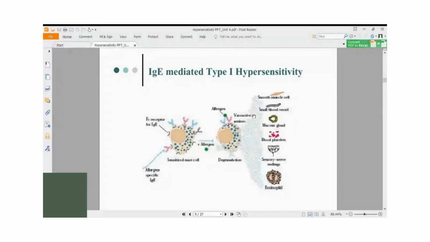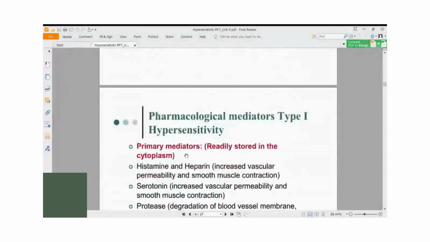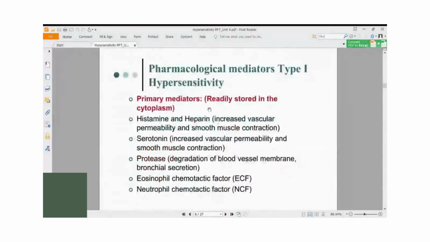Now, what are these pharmacological mediators? They are released as an end product of type 1 hypersensitivity by the mast cells. Okay, we'll see those pharmacological mediators. We will classify them into primary mediators and secondary mediators. The primary mediators are those pharmacological mediators which are already there in the mast cells. They are present in the mast cells, stored, which is already there. And they are histamine, heparin, serotonin.